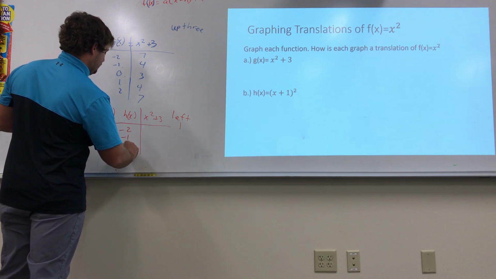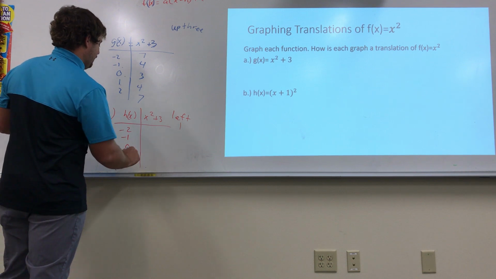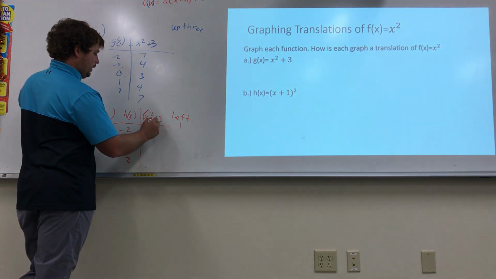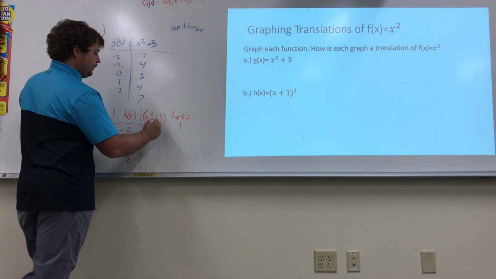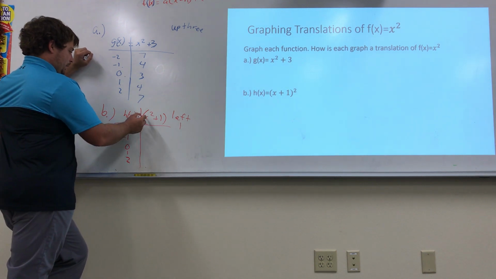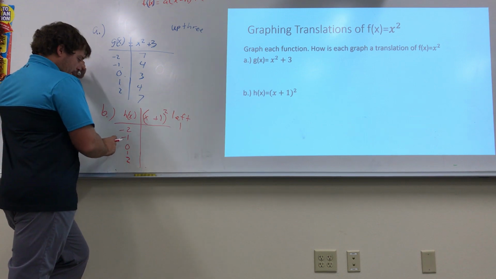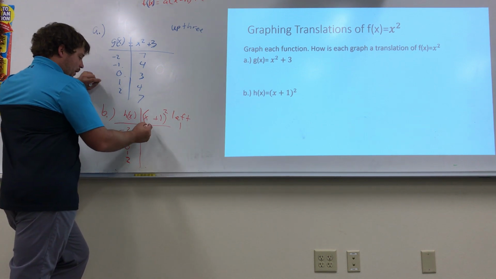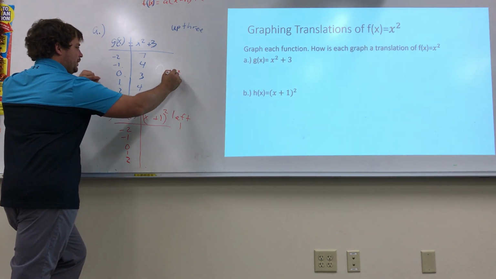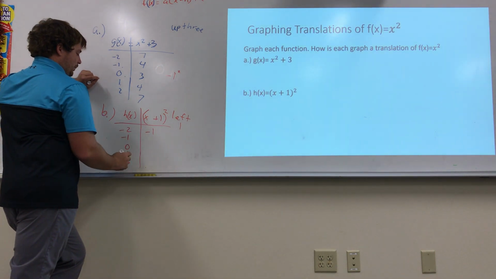-2, -1, 0, 1, 2. Alright, so if I plug this in, and this is in parentheses, and I put it in there wrong. If I plug in -2, I get -1. This -1 is going to be where the parentheses went, so the only thing squared is going to be this 1, which is going to give me -1.